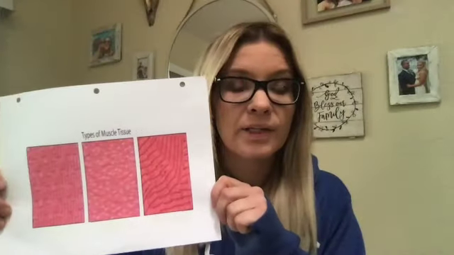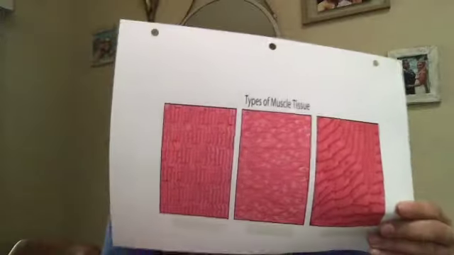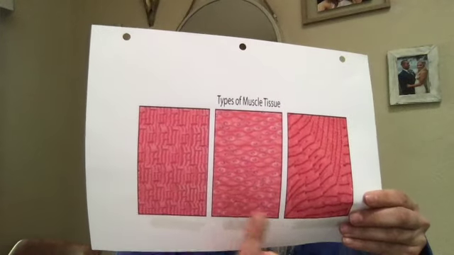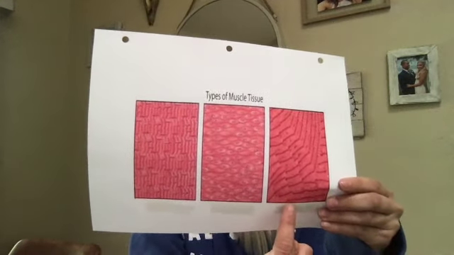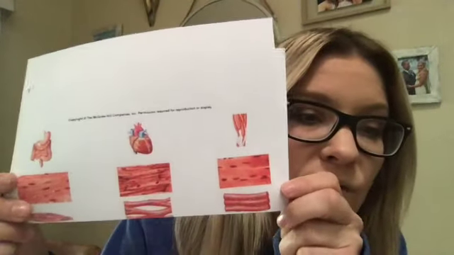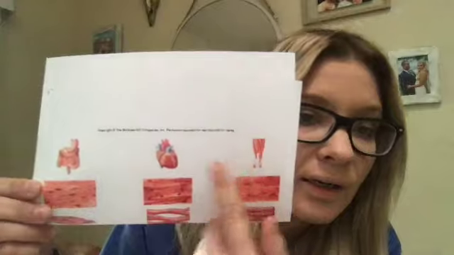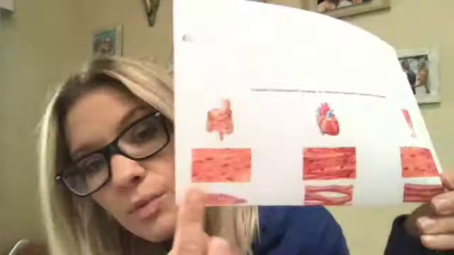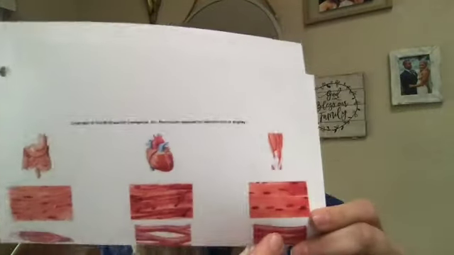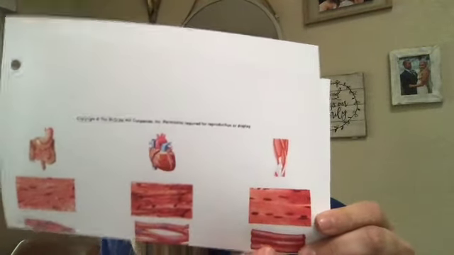So here is a picture of this. You have skeletal, smooth muscle, and cardiac muscle. However, I like this picture better because it also gave an example of where they're located. So right here you have your smooth muscle, as you can see. This is obviously our cardiac muscle, and this is going to be our skeletal muscle.